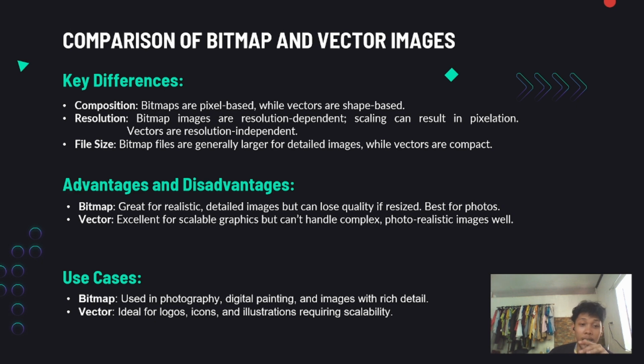Bitmap: great for realistic detailed image but can lose quality if scaled. From that words itself, best for photos lang ang bitmap. So vector: excellent for scalable graphic but can't handle complex photorealistic image well. So dili na siya ginagamit like tao or realistic photos, kun mga picture ka og bulak. Automatic gikuha man nimo siya sa imong camera na gikan sa bitmap. Use cases: photography, digital painting, and image with rich detail.